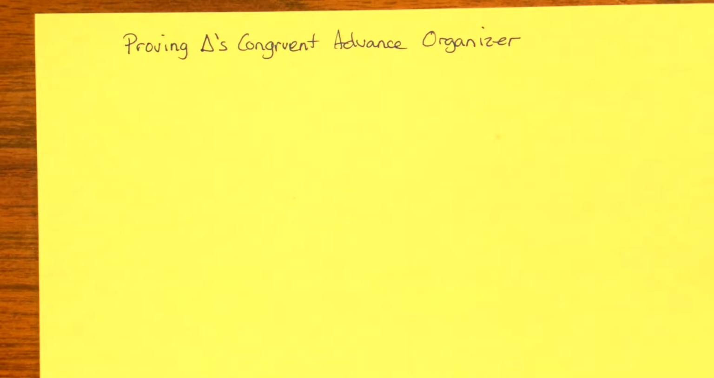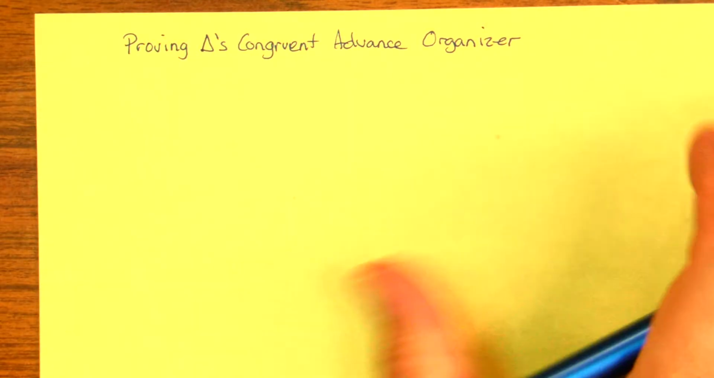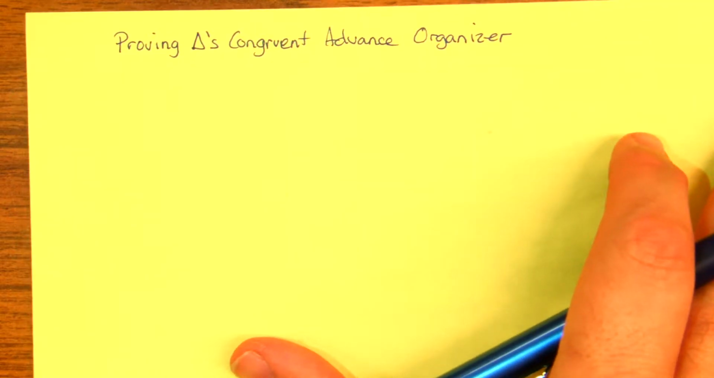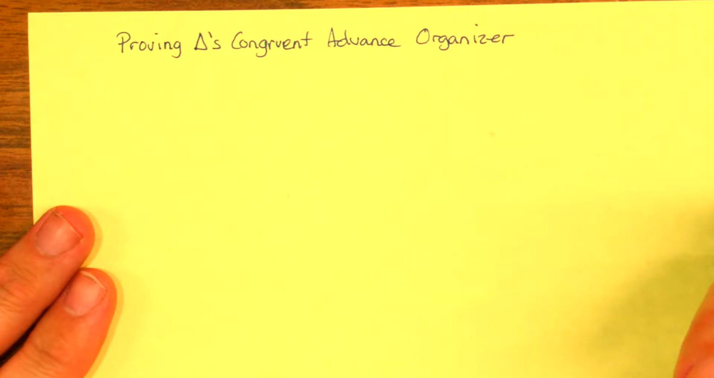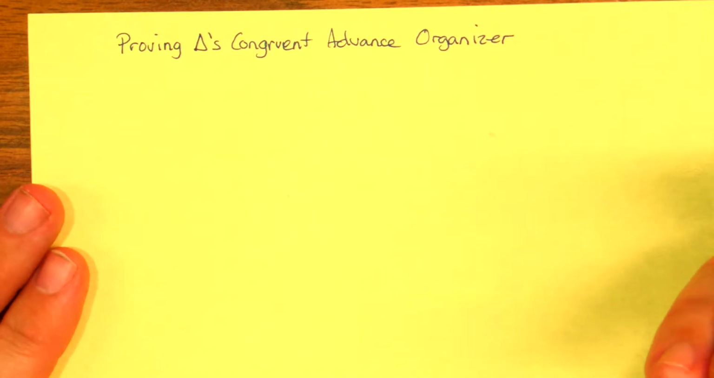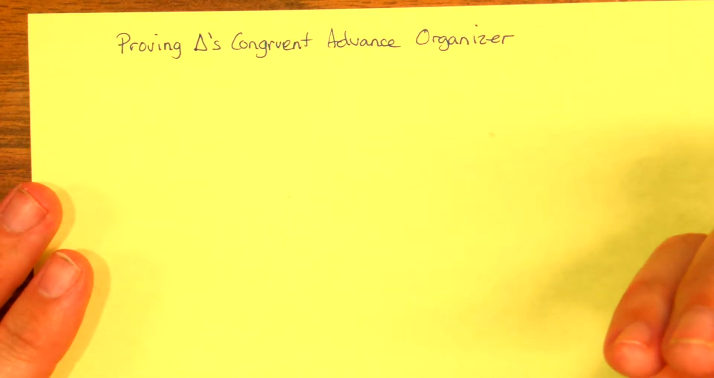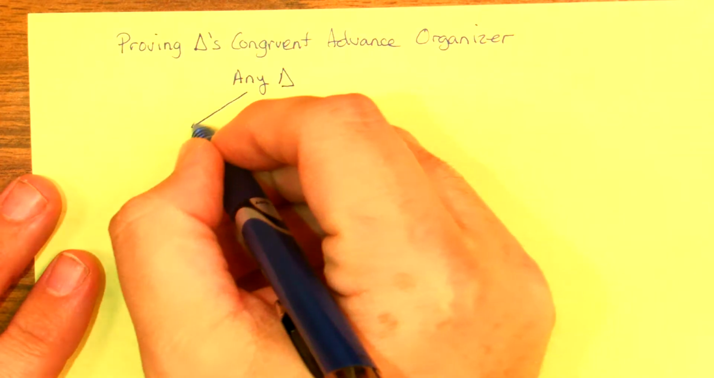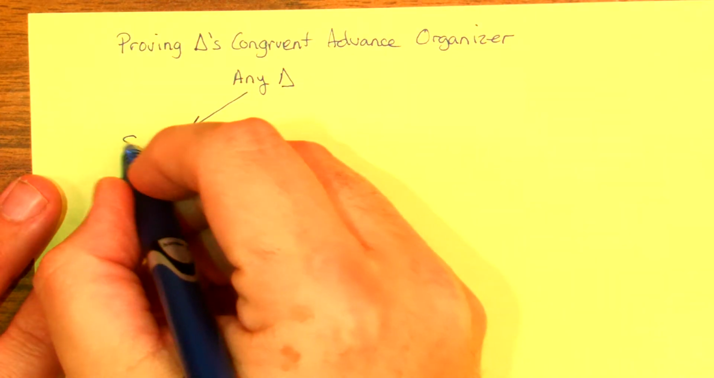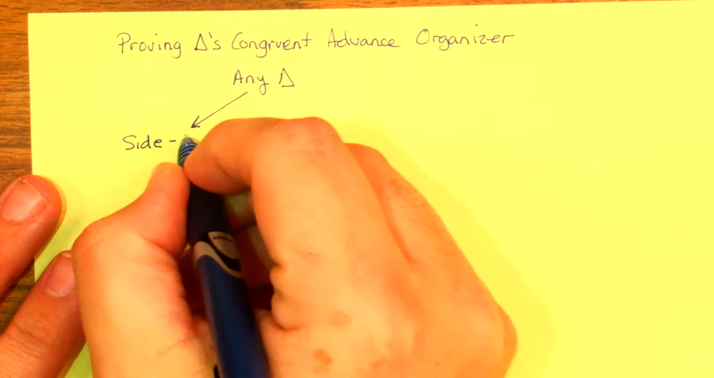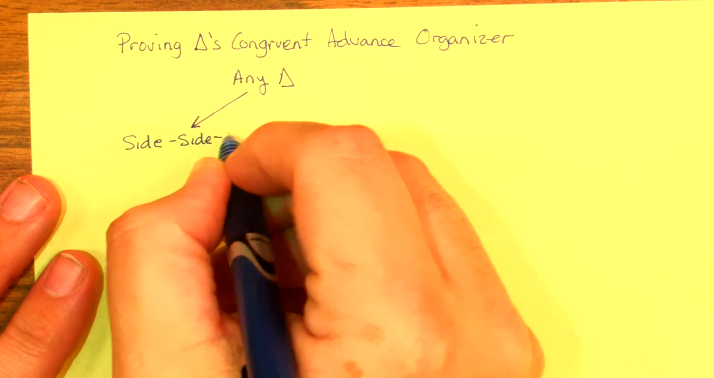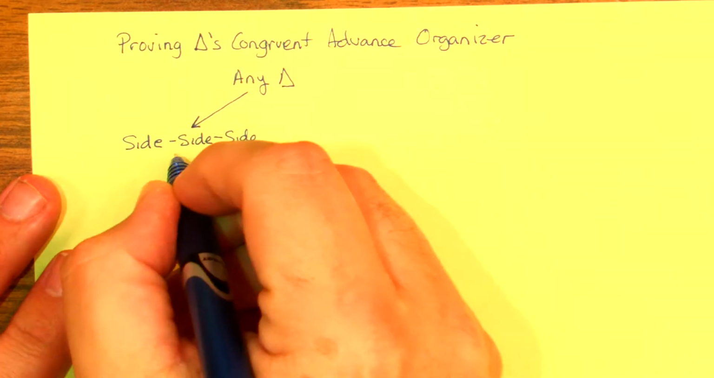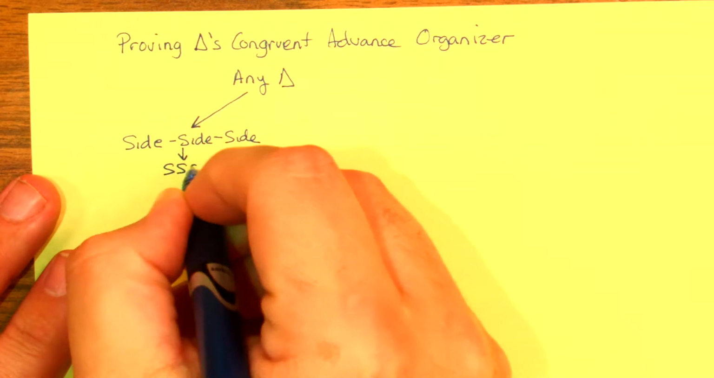All right. Now, an advanced organizer for proving triangles are congruent. Now, there's 4 different types that we're going to really focus on. There's actually a 5th type for a right triangle. But for any triangle, this is for any triangle. The first one is called side, side, side, which we will call SSS.